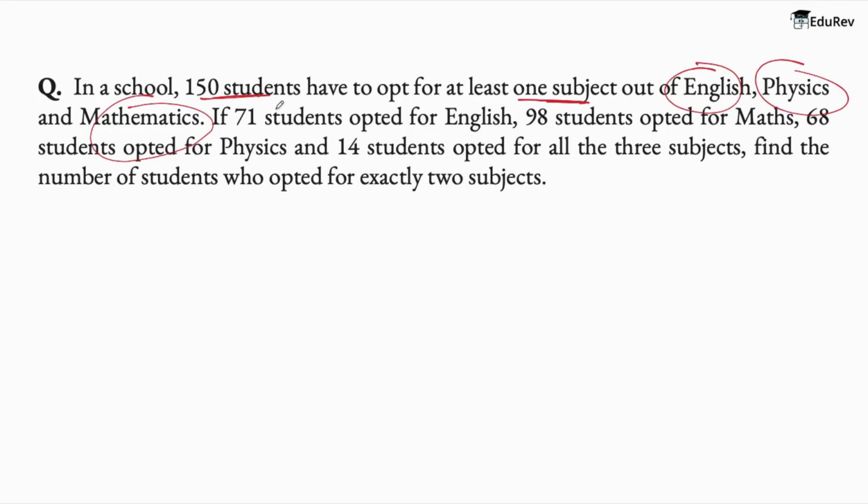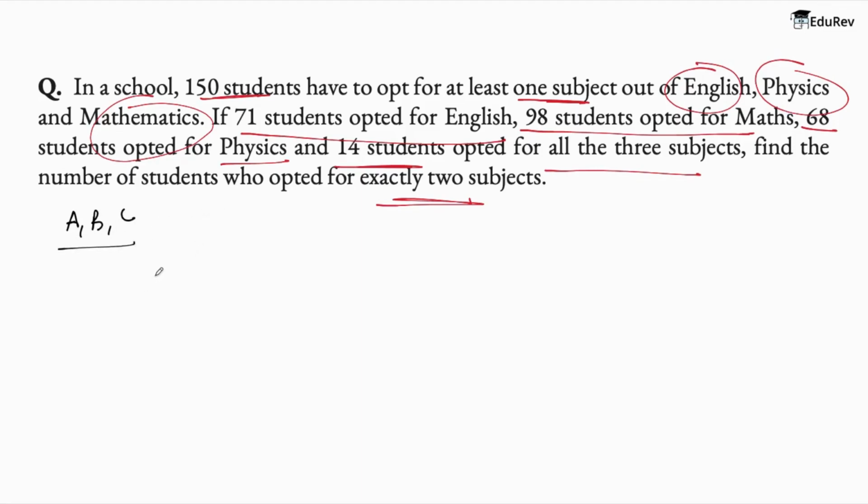Now if 71 students opt for English, 98 students opt for maths and 68 for your physics. So 71 are for English, 98 are for maths and 68 are for your physics, and 14 opted all 3 subjects. Then we need to find the number of students who opted for exactly 2 subjects. Now this is a very interesting and a very easy problem. Now let A, B, C be the sets of students who opted for English, physics and mathematics respectively, right?